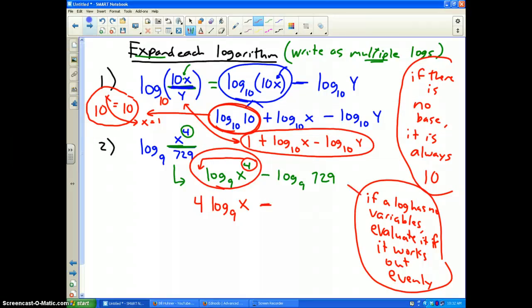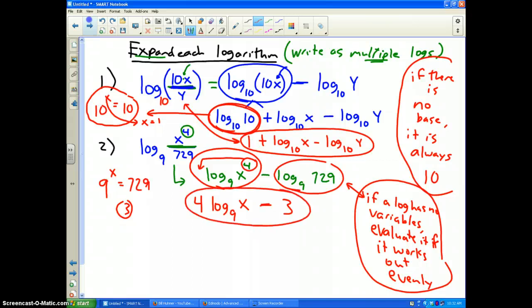Can we evaluate this? There's no variable in it. So 9 to what power is 729? Well, I believe that you'd come up with an answer of 9 times 9 is 81 times another 9. I believe the answer is 3. So this whole piece right here becomes the number 3. And that's it.